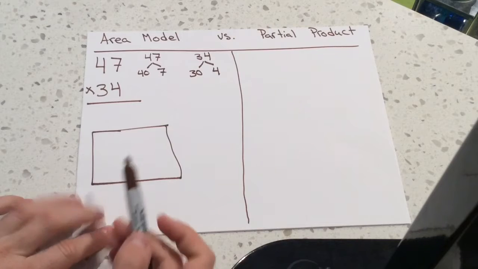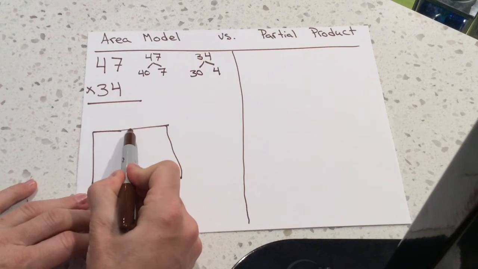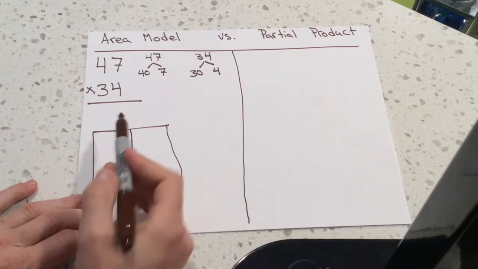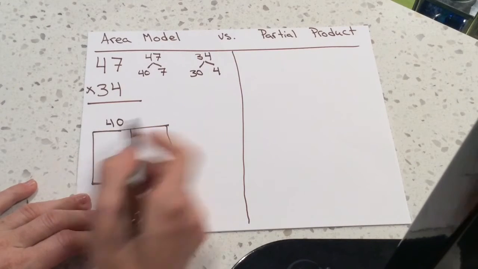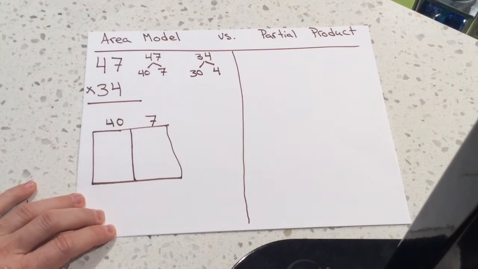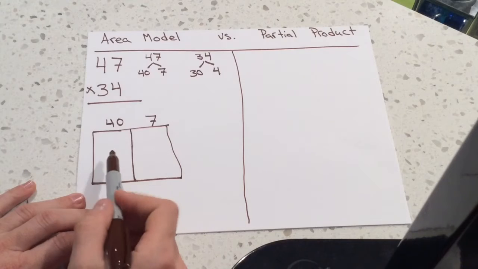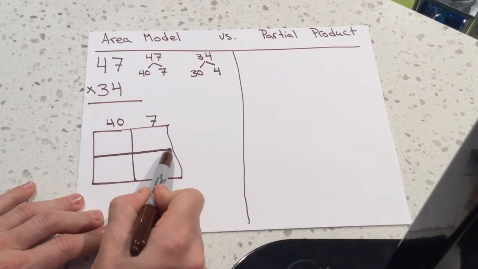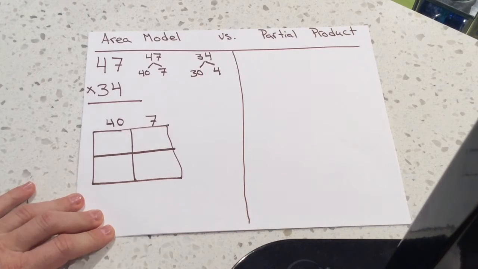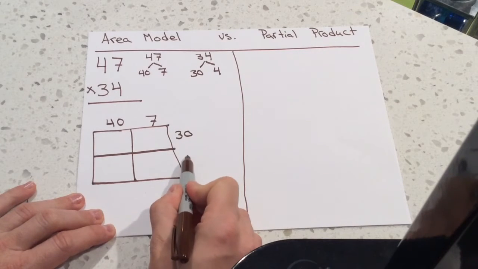So starting with the number 47, because I have two values that I need to account for, I'm going to separate the box in half. And it gives me a place to draw 40 and 7. And with the number 34, I need two places to account for 30 and 4. And it doesn't matter if you use the left side of the box or the right side of the box, just as long as you have one on the top and one on a side. And so we'll put 30 over here and 4 down here.